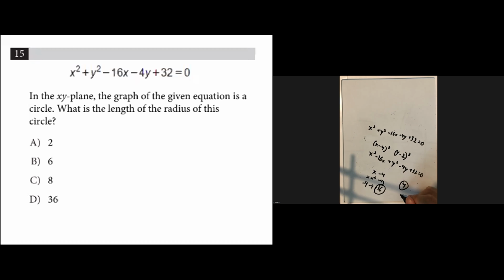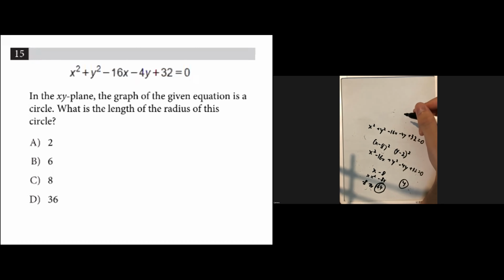Oh wait, sorry. This is not x minus 4. It's x minus 8. Because we need to get 16, not 8. So that's negative 8x, and that gets us to 16x. This is actually 64. So x minus 8 squared. And you have both negative 8x, so that gets us 64.